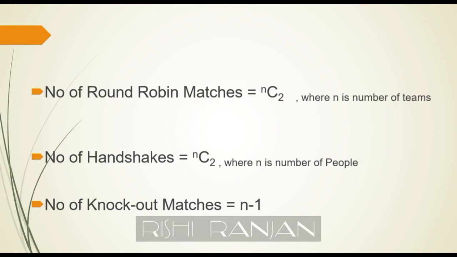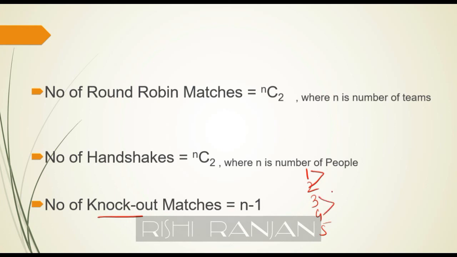Number of knockout matches. Let's say I have 5 teams: 1, 2, 3, 4, 5. I want to check how many matches are possible in the knockout. Knockout means the winner goes to the next round and the loser is out of the tournament. Then how many matches will there be? Let me check. 1 and 2 play one match, 3 and 4 play one match. Now 5 is left out.